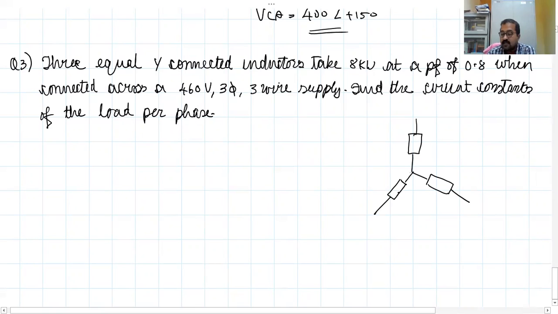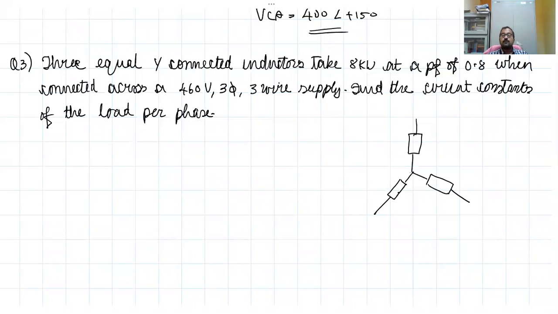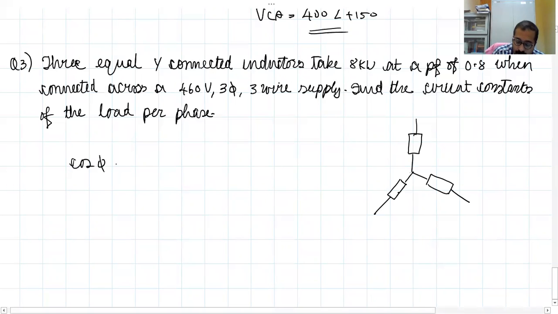Take 8 kilowatt at a power factor of 0.8. Whenever you say power factor, if it is other than unity power factor, it must always be accompanied by lead or lag. Only then does power factor have meaning. But here the question is clearly given: 3 equal Y connected inductors means the power factor is 0.8 lagging. So cos phi is 0.8 lagging.